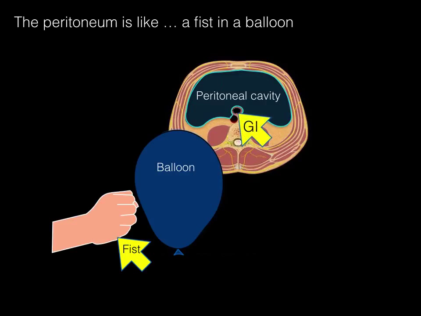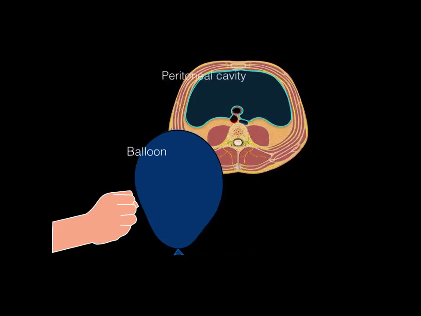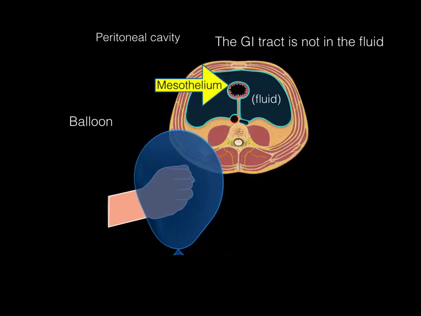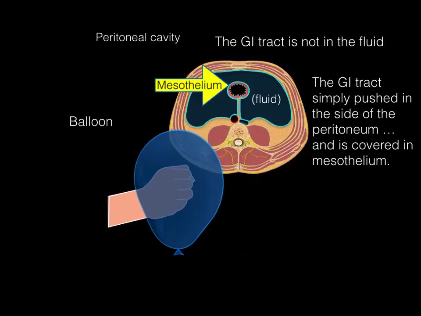There's a fist and there's the GI tract. And so if we then do this, shing, shing, shing, notice the following. Is the GI tract in the peritoneal cavity? The answer is no. Why? Well, there's our mesothelial tissue lining the outside, and then notice the peritoneal fluid. The GI tract is not in the fluid. The GI tract simply pushed in the side of the peritoneum and is covered in mesothelium, much like a fist in the side of a balloon.